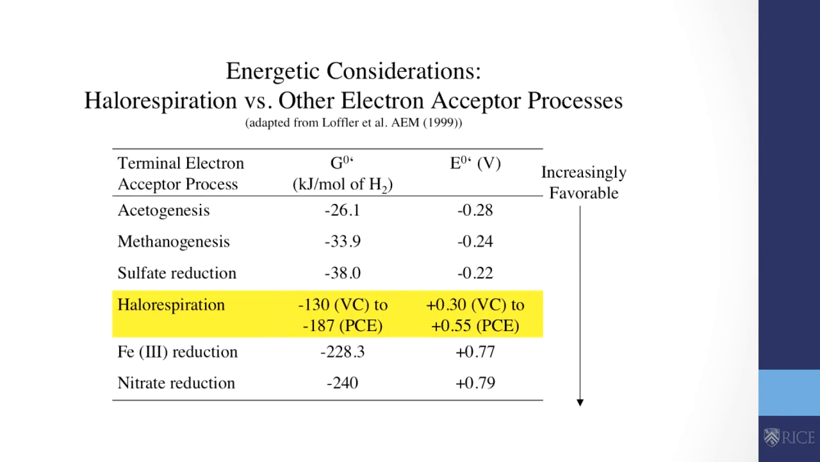Note that chlorinated solvents tend to be relatively favorable electron acceptors. Certainly, there are more favorable electron acceptors than sulfate. However, other electron acceptors, such as ferric iron oxides and nitrate that might be present at the contaminated site, might outcompete the chlorinated solvents for these electrons and therefore hinder the reductive dechlorination process.